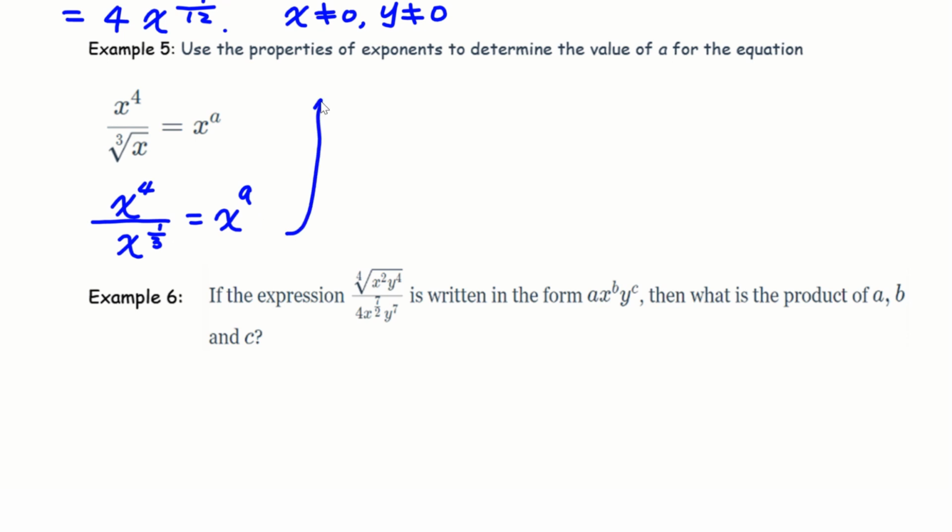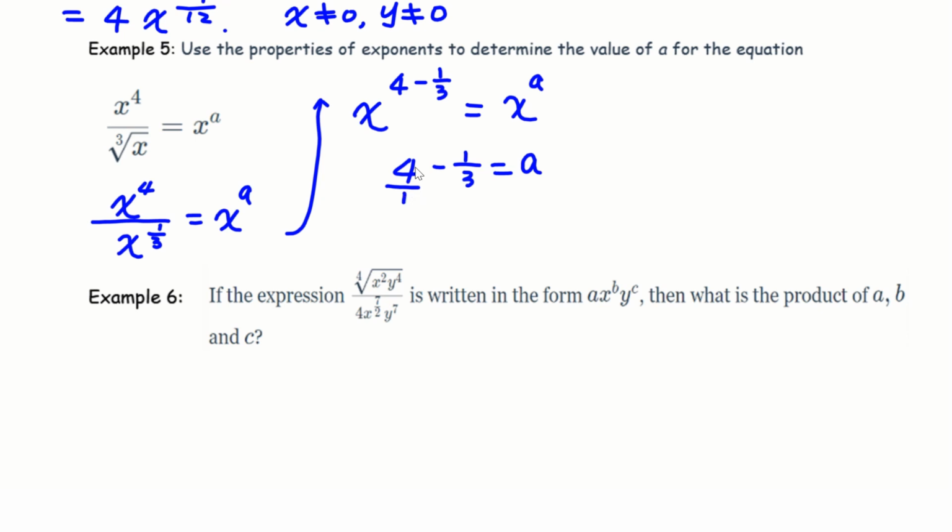Then continue. The left side is division, so we subtract the exponent. Then equals x to the exponent a. And we have the same base. The power equals, then the exponents should be equal. Then you will see we change this exponent equation to a regular linear equation. Then we are able to solve it.